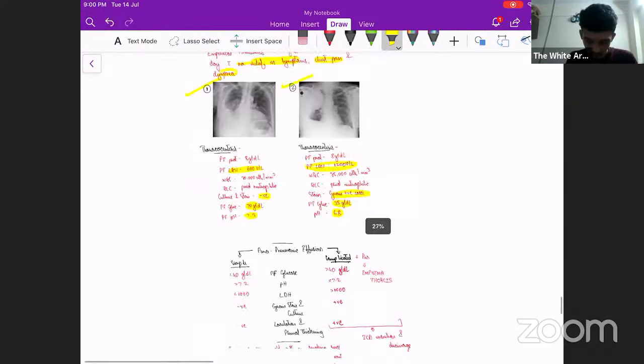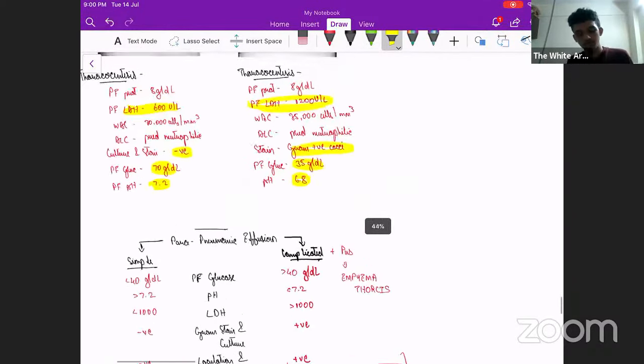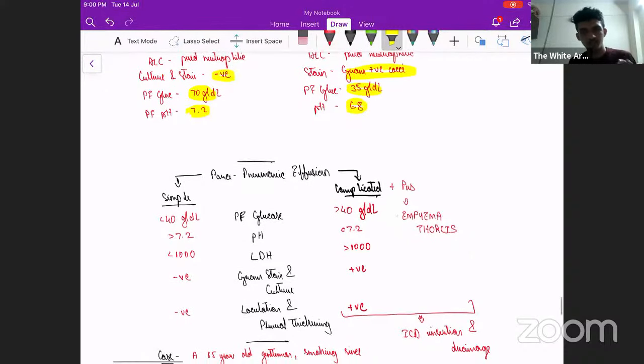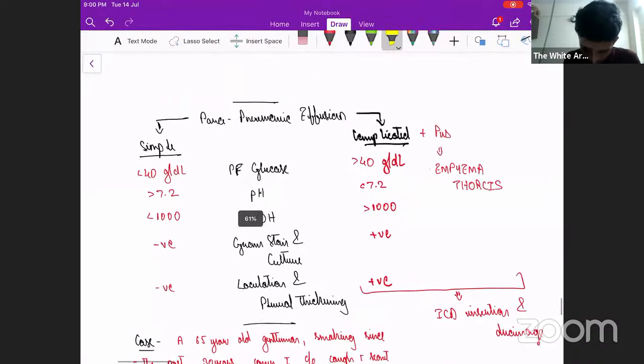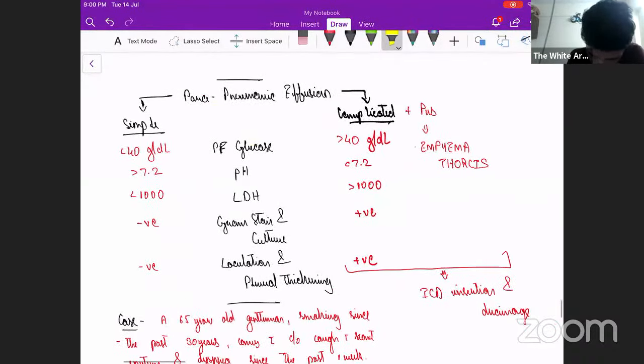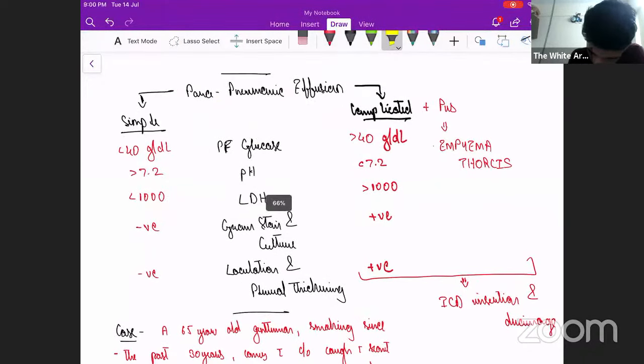So we'll see how we differentiate. Why do we differentiate? If it is complicated or empyema thoracis, we directly go for drainage. You put the ICD insertion and do drainage. If it is simple, we wait for it to resolve. So how we differentiate is important. This, in fact, is very important for entrance exams or for your viva.